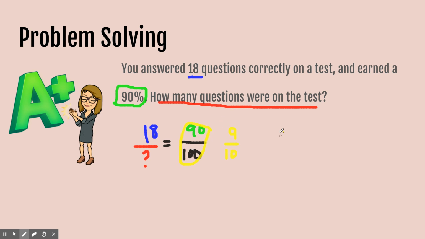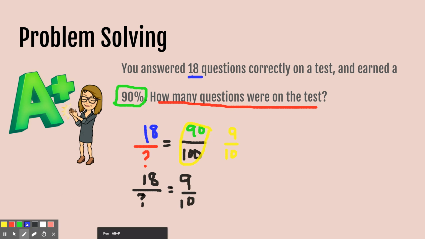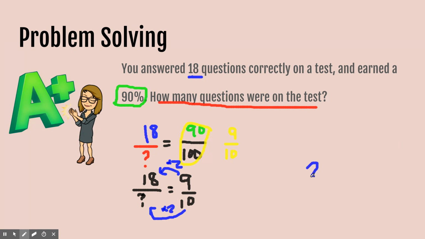So then I would rewrite my proportion. So I have 18 over, I'm not sure, I'm trying to figure that out. That's a question mark, it's a little bit sloppy. And that's equal to 9/10. So now, really easily I can say, oh yes, 18 and 9 have a relationship. 9 times 2 is 18. So 10 times 2 would be 20. So there were 20 total questions on the test. Okay, and so if you got 18 out of 20, you get a 90%.